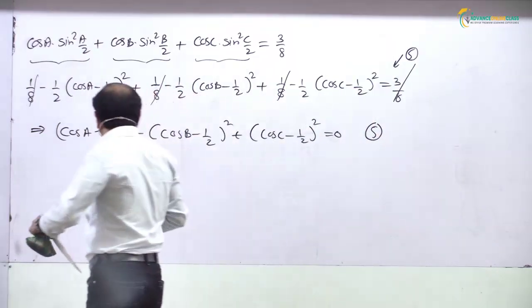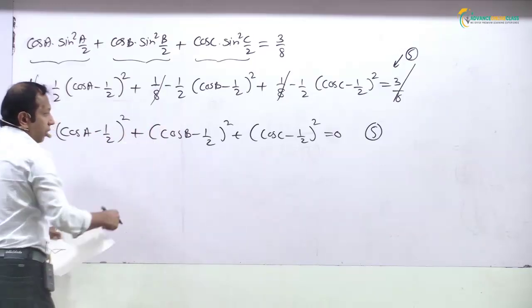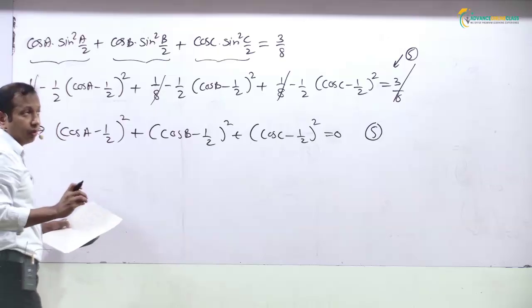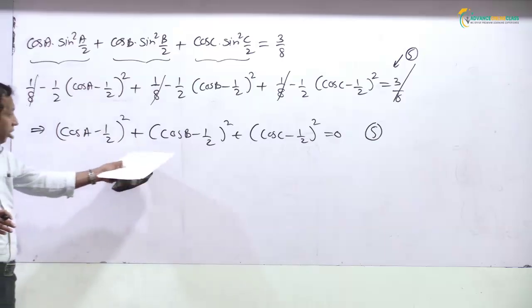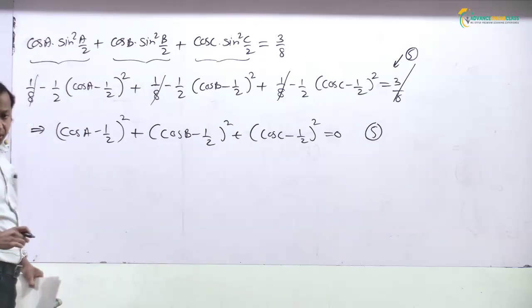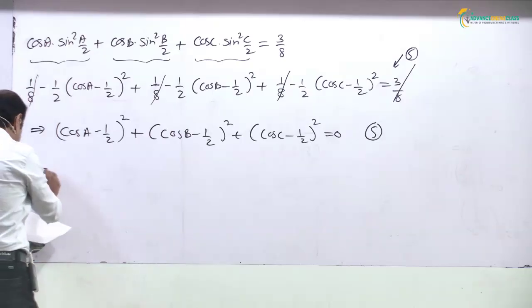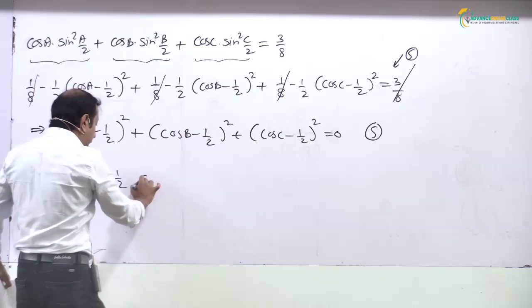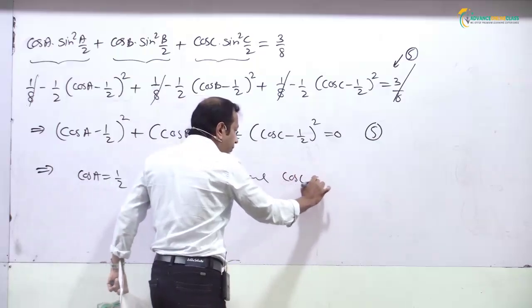Okay. You can see the sum of 3 squares. This is a square, this is a square, that's a square. Their sum is equal to 0. Right. Then a perfect square is always positive or 0. Then when we add these 3 perfect squares, if the answer is 0, for this to happen, each perfect square should be 0. This gives us what? This should be 0. That means cos A should be half, and cos B should be half, and cos C should be half.